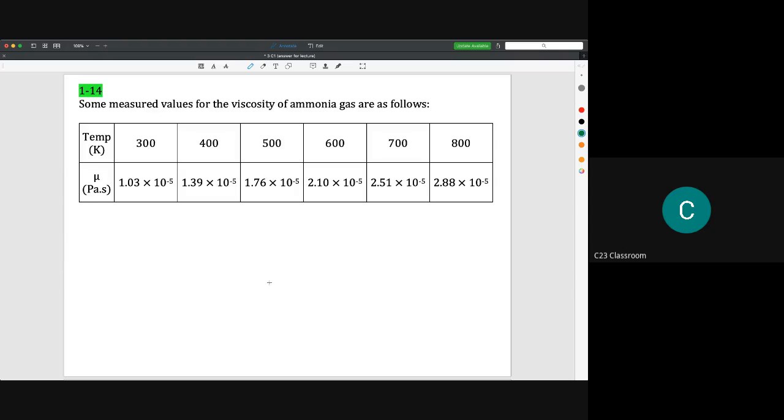Okay, so in this question, we have 1.14. It is again about ammonia. The value of viscosity of ammonia gas depends on the temperature here, so you will have temperature and you have value. If you search on the internet, there is a method to calculate the viscosity of a single gas, because we have ammonia here.